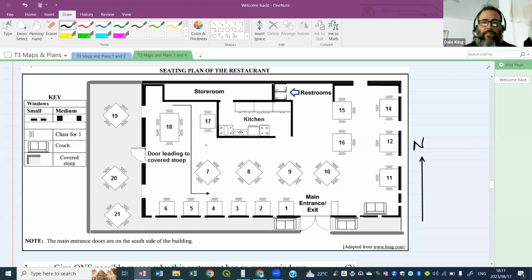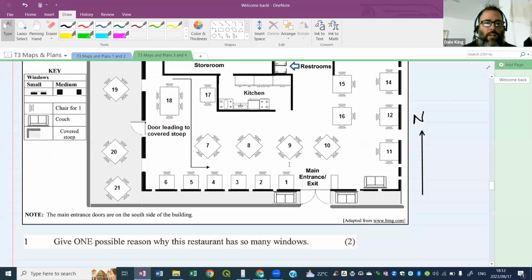So that's interrogating the diagram for a second, and I know you guys don't often do that. The main entrance shows south. So these doors here are on the south side of the building, which is down, and north is up, which is normal for most maps. All right, let's check out the questions and see what they're going to ask us.